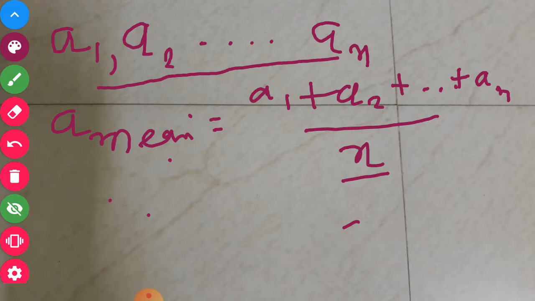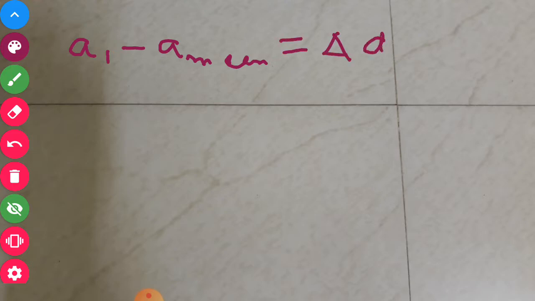To find out the absolute error, how to do it? We have to find the difference. So the difference between the first reading, say a1, minus the mean value, will give you delta a1, and you have to take the magnitude of this. Then you take the difference of the next reading from the mean value.